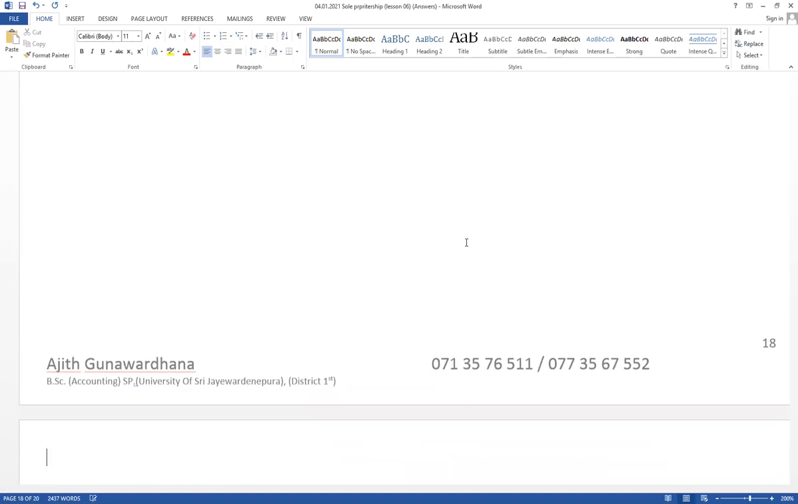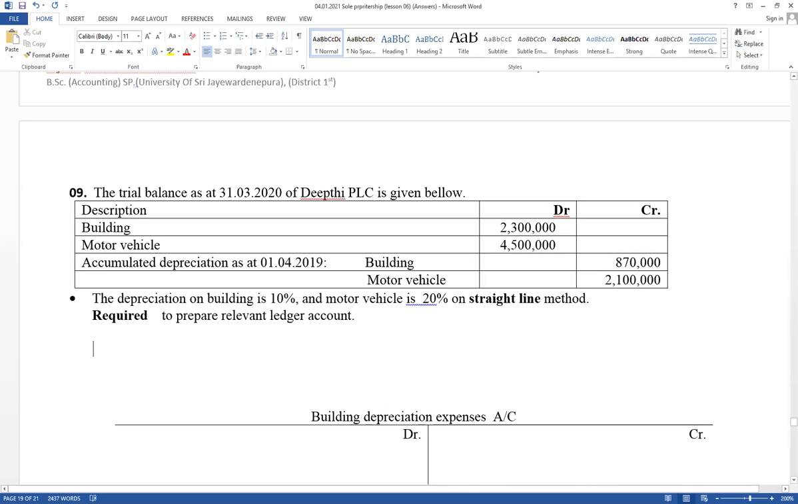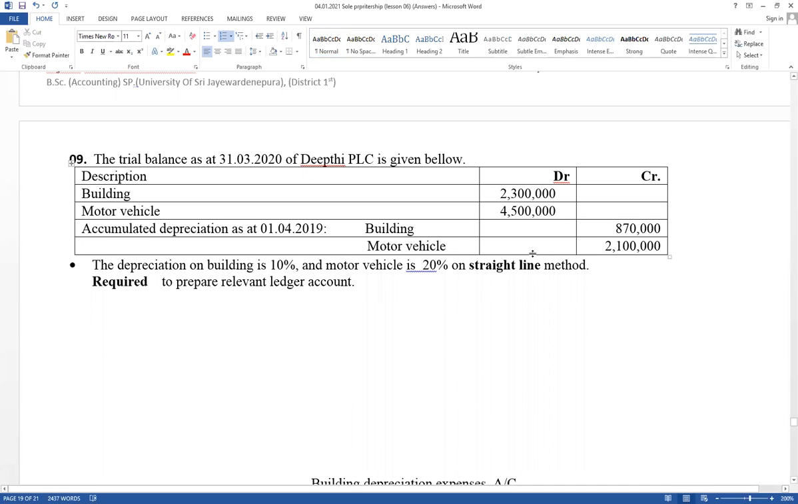First, calculate depreciation on the straight line basis. Then prepare the ledger accounts. Try to answer the ninth one. Straight line basis. We have discussed two examples for the reducing balance method. Now calculate the straight line basis and record in the ledger accounts. Then disclose in the income statement as well as the financial position. Write the equation. First, calculate depreciation. Second, record in the ledger accounts. Then disclose in the income statement as well as the statement of financial position. Try to answer.